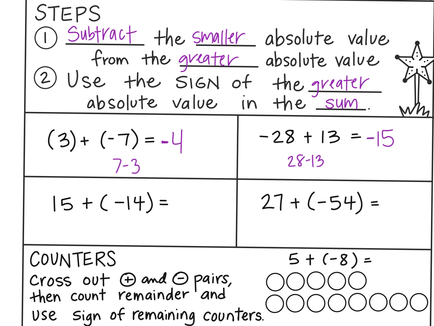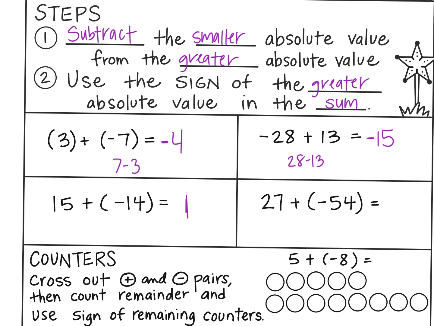So 15 and negative 14. Absolute values are 15 and 14. So I do 15 minus 14, which is 1. I need everybody's attention in 3, 2, 1. I know we're about to leave, but hang on. The absolute value of 15 is bigger than the absolute value of 14, and because it's positive, my answer stays positive. Now look at the next one.